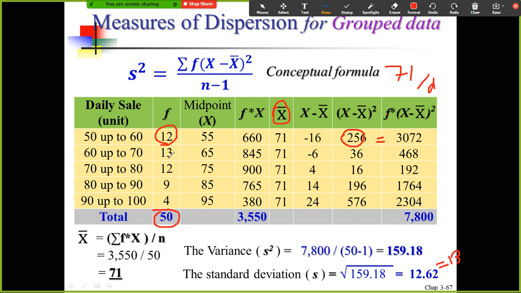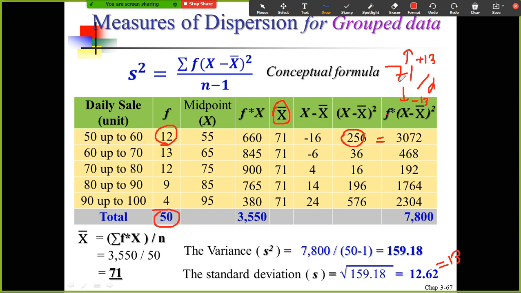But some sellers could sell more than average. Some sellers are good at selling, that's why they could sell more than average. How many units more than average? By 13 units. But some sellers did a poor job. They sell less than average, or maybe their ability to sell is just very low. How many units lower? 13 units lower than average.